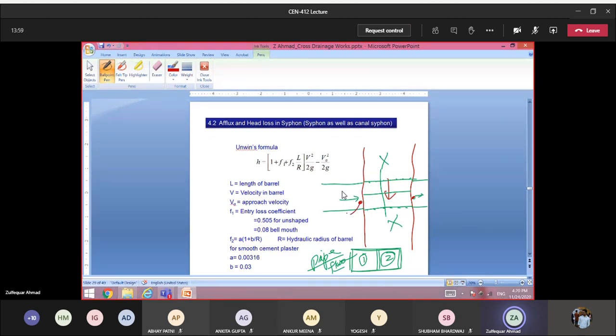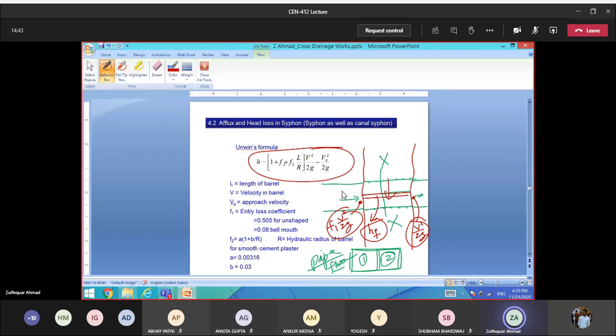You can see here, this is F1 V square by 2G. And once the water is going out, we have the exit loss, which we can say is V square by 2G. In between, because this is a pipe flow, we have the loss in this pipe, and you can get this pipe flow loss by the Darcy-Weisbach equation. All these losses are to be added, and this is given by Unwin's equation, which takes care of all the losses.